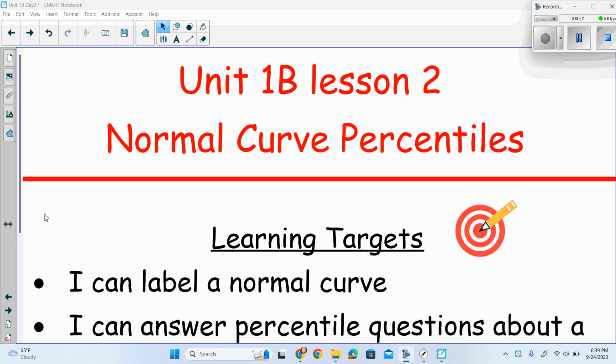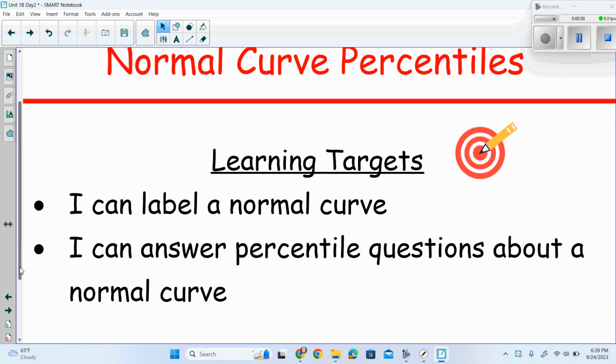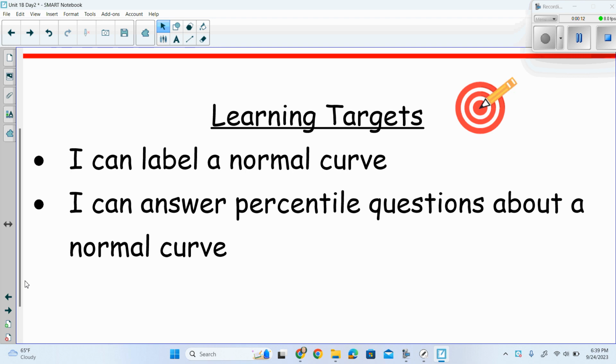Hello and welcome to our second and final lesson on normal distributions, or normal curves, or bell curves as they're also called. Normal distribution is the typical term we use, and we're going to look at the curves. It's a nice visual aid to see what's going on. You'll want to be able to label the curve, and we've already done that, and also answer questions about percentile rank, or where some data is as a percent in a normal curve.